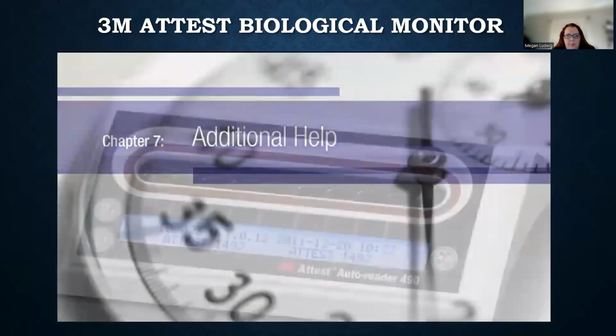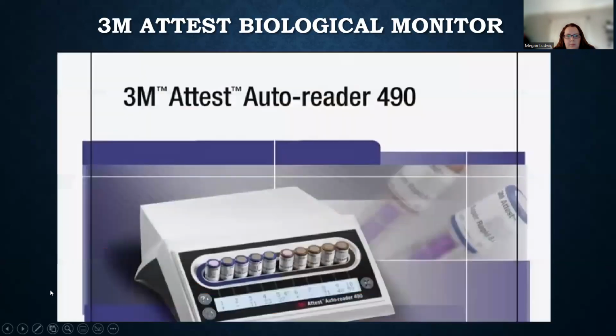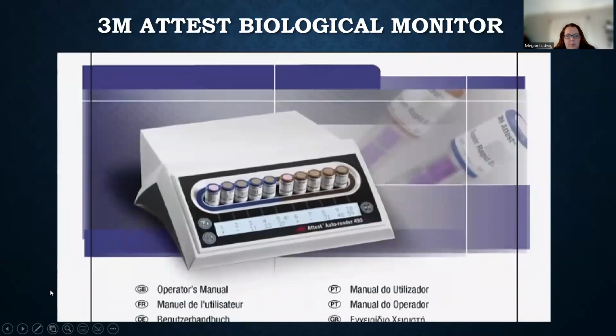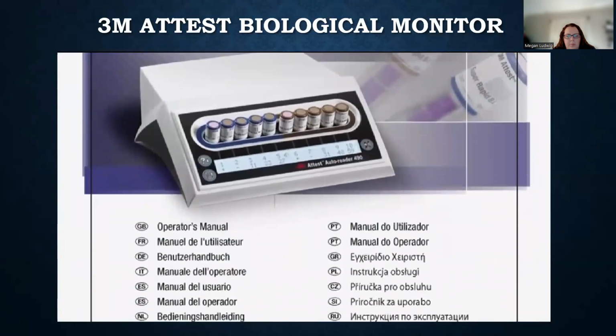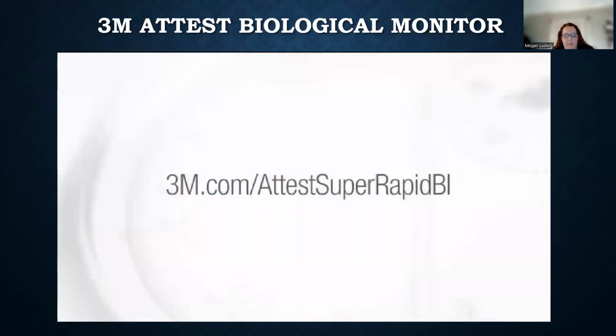Need help using the A-Test Autoreader 490 and A-Test web app? Refer to the A-Test Autoreader 490 Operator's Manual for detailed instructions and troubleshooting tips. To learn more about using A-Test Super Rapid BIs and challenge packs, refer to the instructions for use included in the packaging. Or visit us online at 3m.com/ATEST Super Rapid BI.